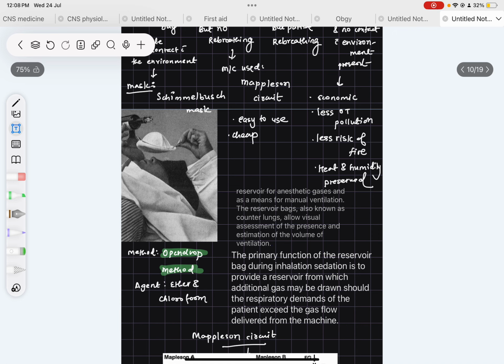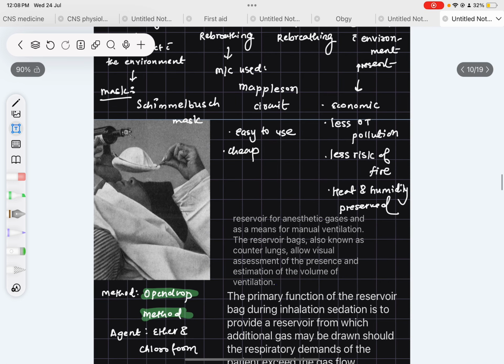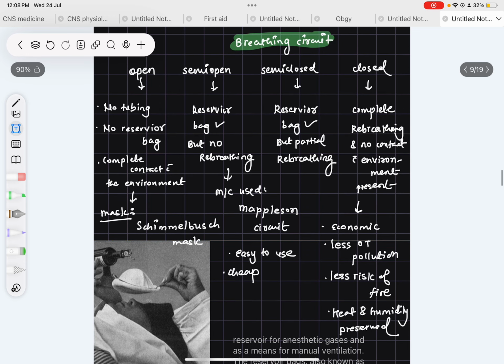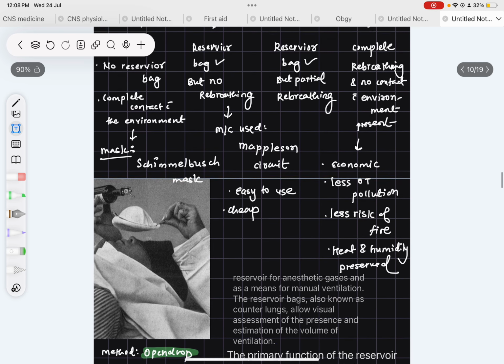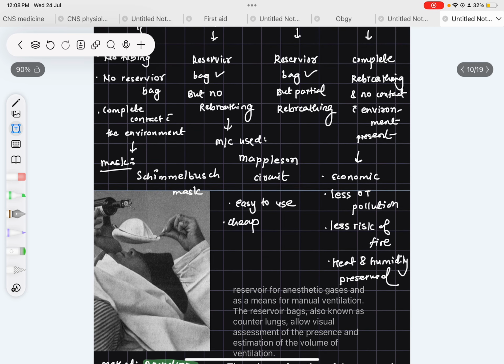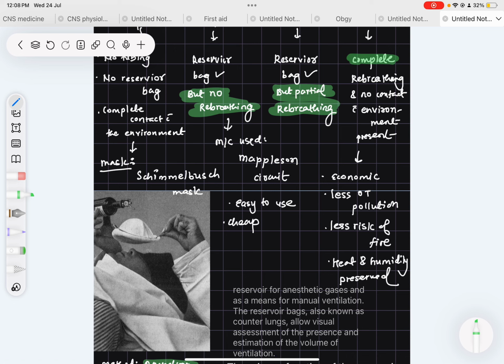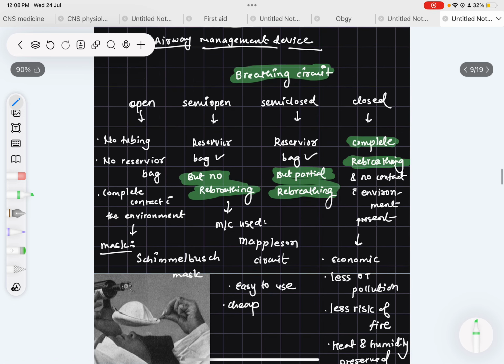Okay, so I have included the function of this reservoir bag in this. Now, in this semi-open type of method, the most common one is the Mapleson circuit, and in this there will be no rebreathing. The reservoir bag will be used as a reservoir, but there will be no rebreathing of the expired air. And here there will be partial rebreathing, and here will be complete rebreathing.